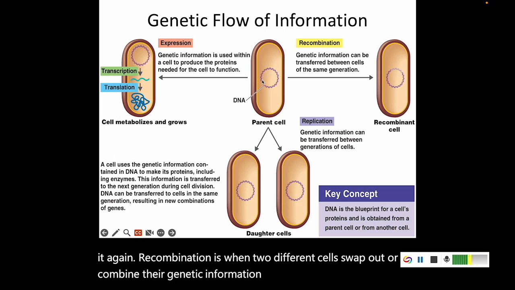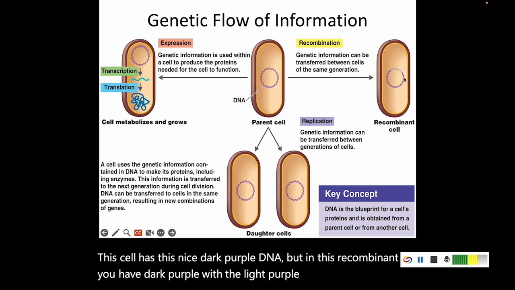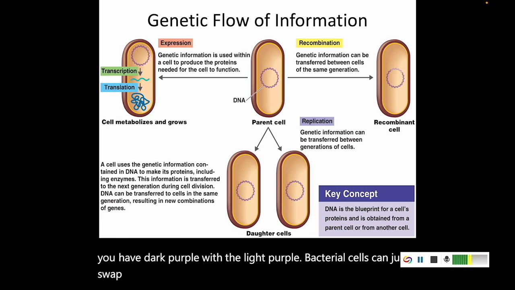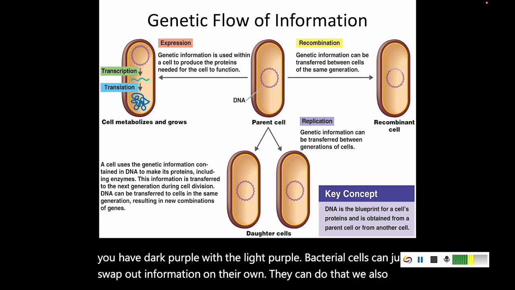So here you can see this cell has this nice dark purple DNA, but in this recombinant cell you have dark purple with a light purple. Bacterial cells can just swap out information on their own. They can do that. We also can do it intentionally in a lab.